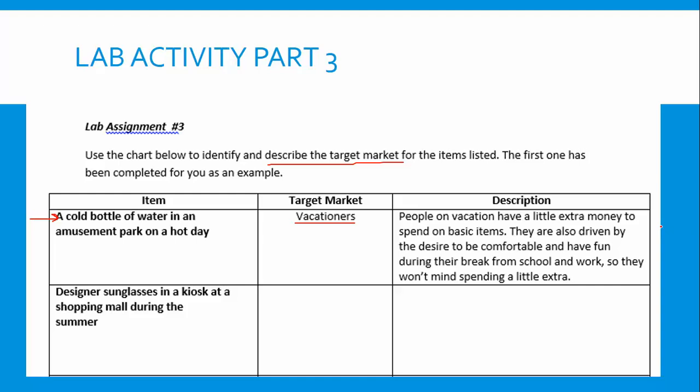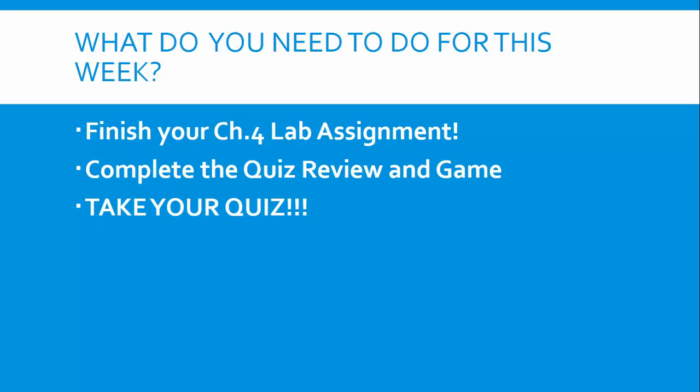You want to make sure that they're not going to be spending all their extra money on these basic items, but they also want to be comfortable, right? That's part of the goal when you're on vacation, to make it comfortable and have fun. So having water is probably a big thing for them, so they're not going to mind spending money on things like that. You can do the same process for the remaining items down on the list. After you finish, that's it. Get it done, turn it into the Dropbox.